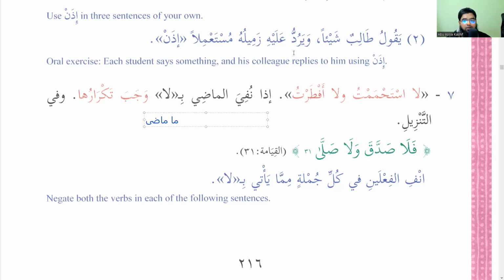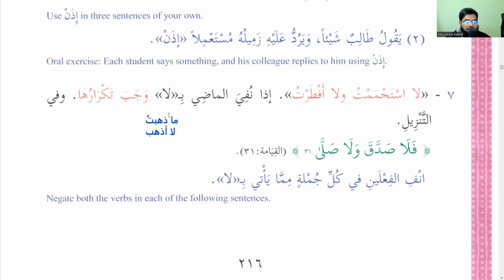Ma with Madi. This is madin. Ma with fail madi. Ma is used for negation, like ma dhahabtu. I did not go. If you use mudare, we have to use la adhabu. I'm not going, or I will not go. Correct? This is the standard. With madi use ma, and with mudara use la. Correct?